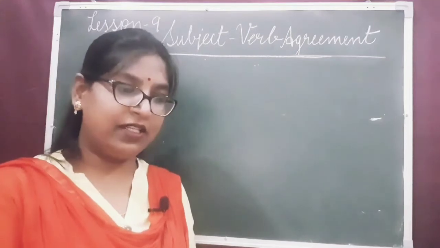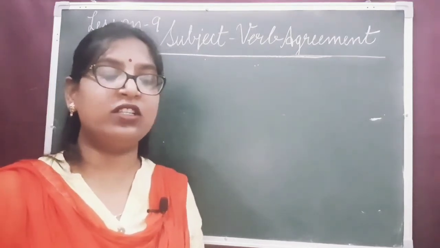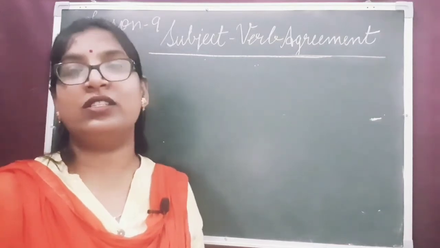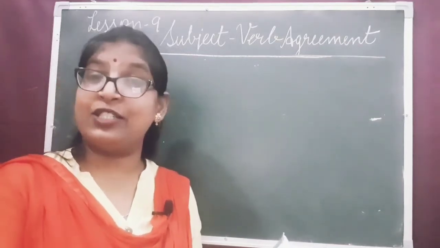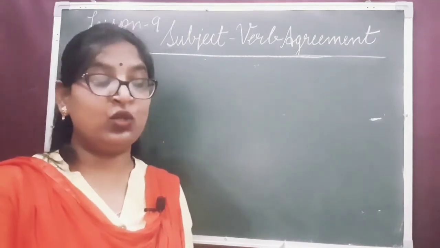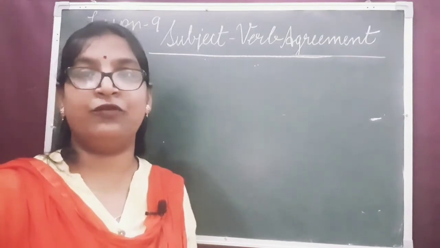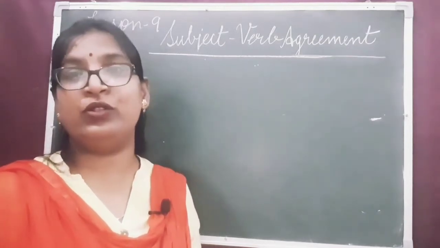Let us see the example here. My parents are celebrating their golden wedding anniversary. Here, my parents. Parents is a plural subject. So the verb are is used here. The plural form of the verb are is used here.